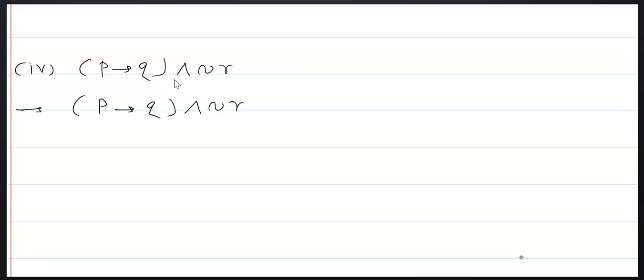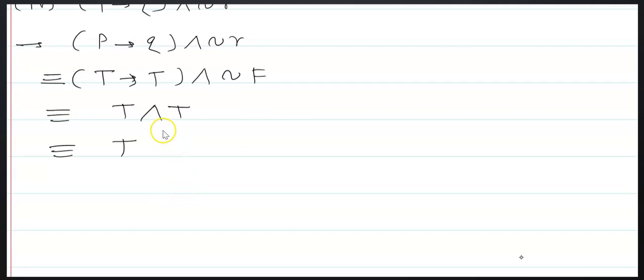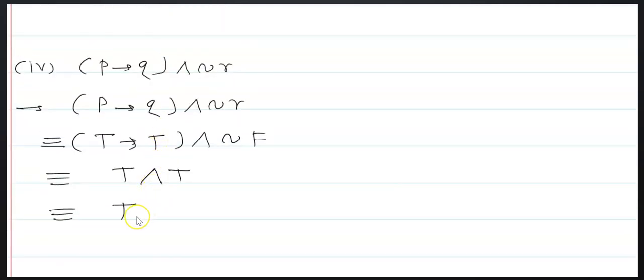Next is P implies Q and negation of R. Now here is T implies T and negation of R. R is F. T implies T is T and negation of F is T. T and T. For an AND statement, if both of them are true, then it is true. Therefore the final answer is T.